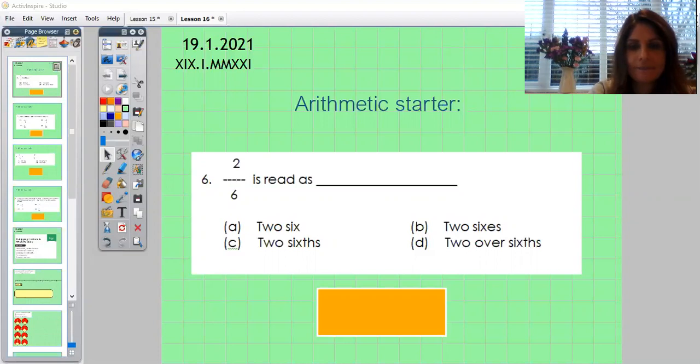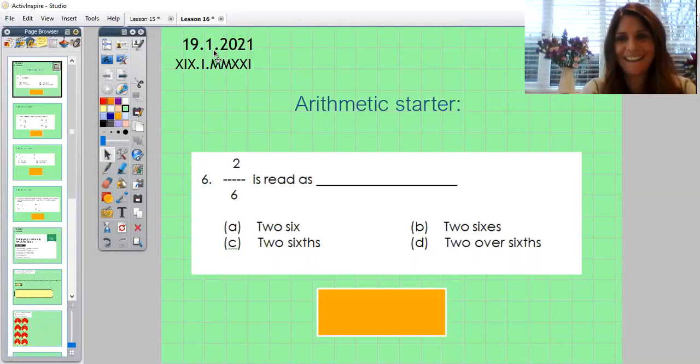Okay, right. So, fractions again today. Date is the 19th of January. We're whizzing through quite nicely, January. Hopefully we'll whiz through the first couple of months of this year nice and quickly.